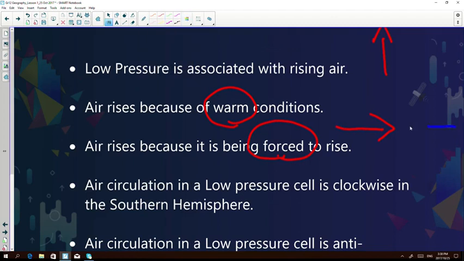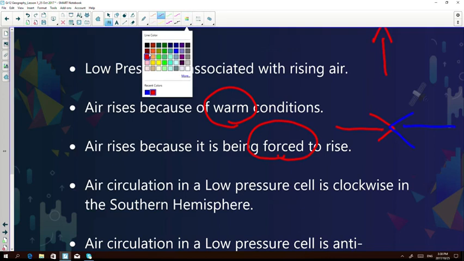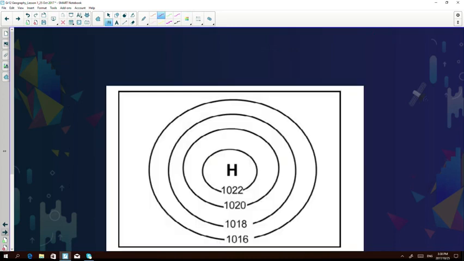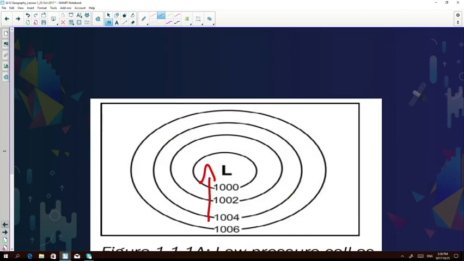and cold air converges. Now, by now, hopefully you know that cold air is much heavier than warm air. So what does it do? It forces the warm air to rise. Very importantly, if you can go back to our previous diagram, the circulation of a low pressure cell in the southern hemisphere is clockwise circulation.